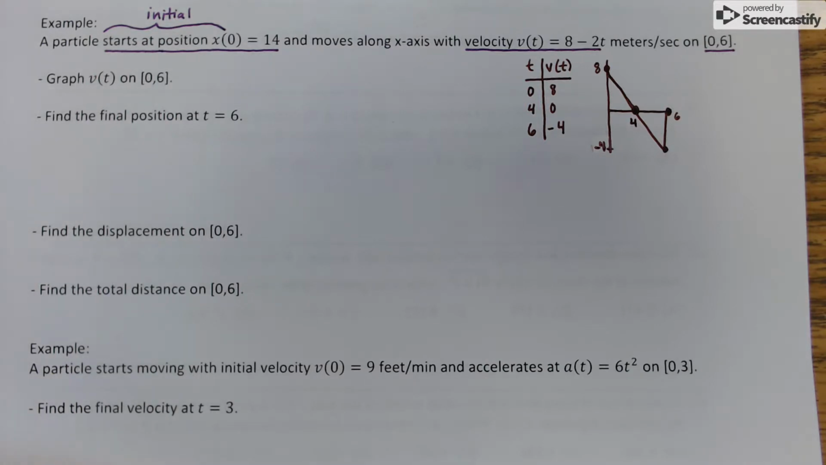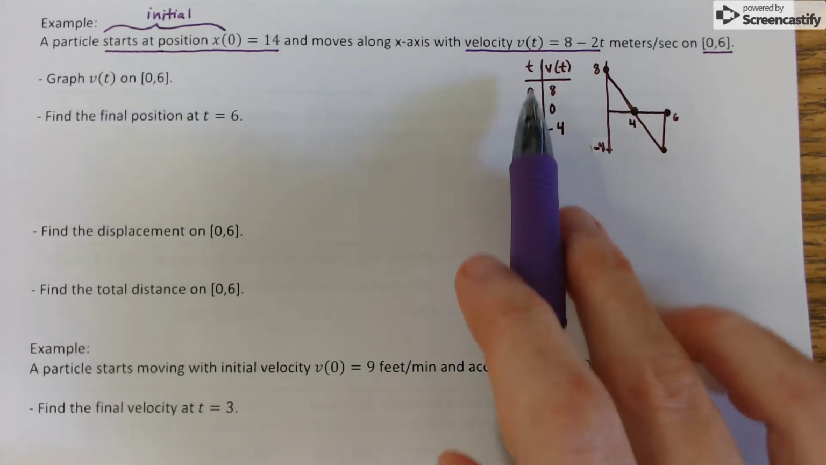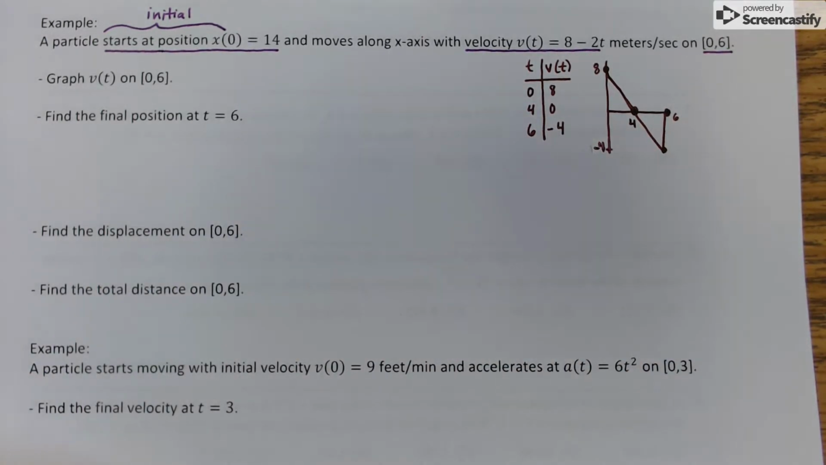Let's take a look at an example and try to apply some of these concepts. We're given that a particle starts at position x of 0 equals 14, so in other words, that's our initial position, and moves along the x-axis with velocity v of t equals 8 minus 2t meters per second on the interval 0 to 6. The first thing we're asked to do is to graph the velocity on 0 to 6. So I made a quick chart of t and v of t values, knowing that my x-intercept would happen at 4. I didn't do all the values from 0 to 6, but just enough to get a good sketch of our graph.